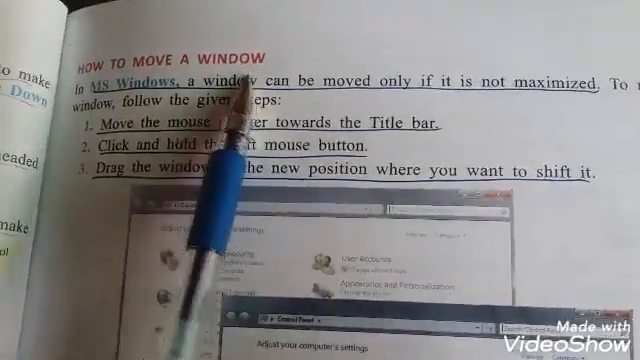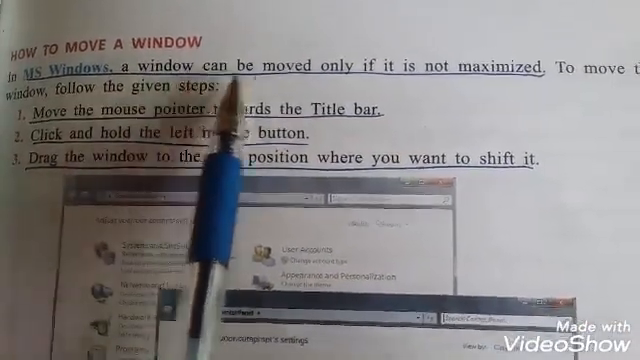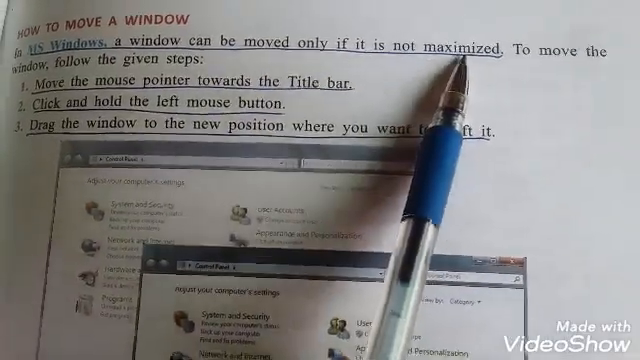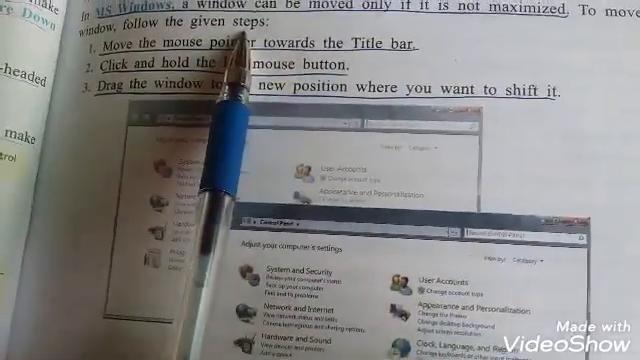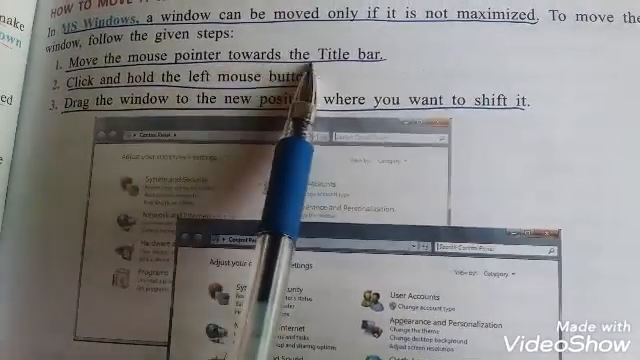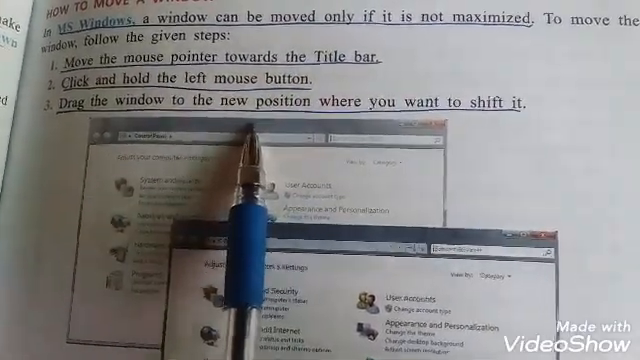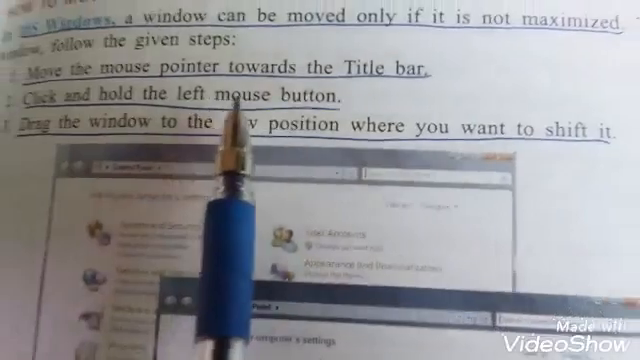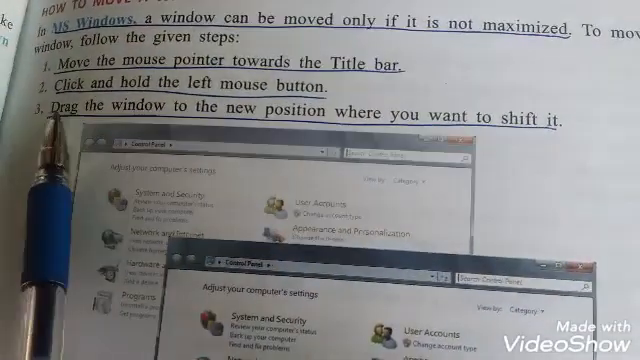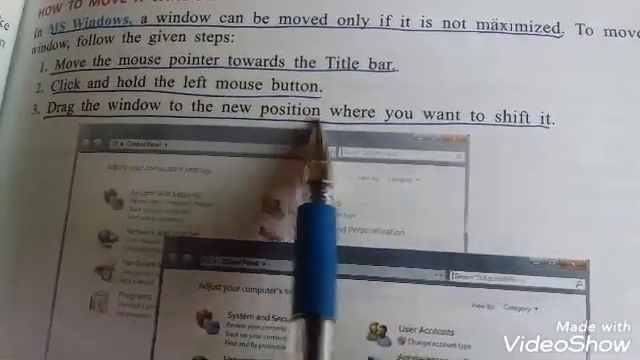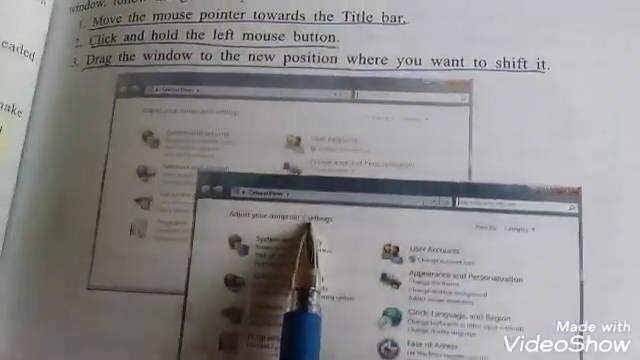How to move a window? In MS Windows, a window can be moved only if it is not maximized. Follow the given steps. Move the mouse pointer toward the title bar. Click and hold the left mouse button. Drag the window to the new position where you want to shift it.